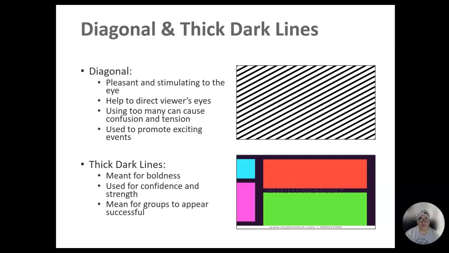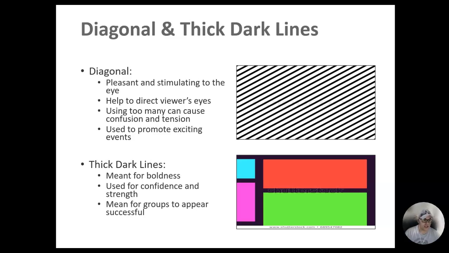So diagonal lines are very directional, and they're used to promote exciting events a lot of times. So really, I want to take my kid in late February to a monster truck show because he loves monster trucks, and it's just diagonal lines that point straight to specific boxes of images where the monster trucks are. So that's a big area to do that.